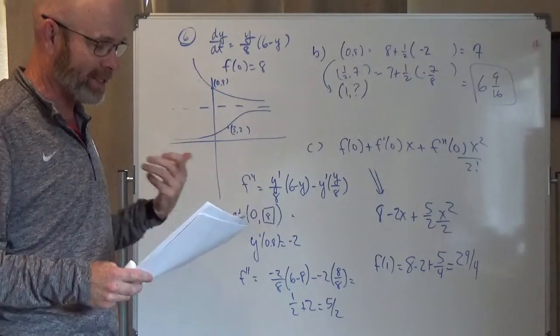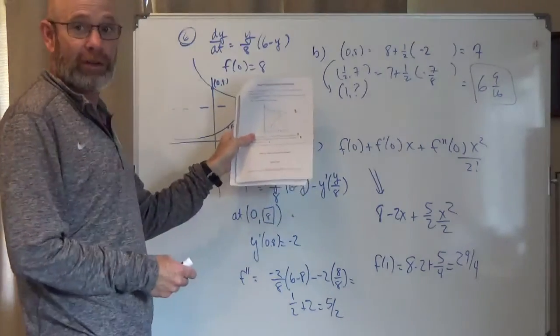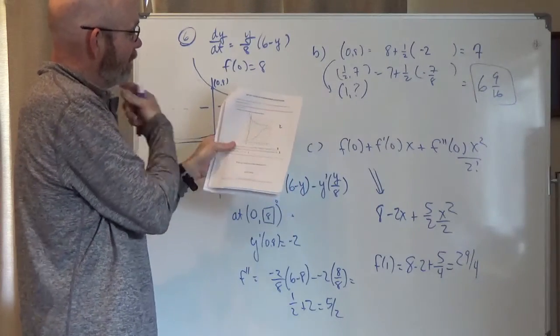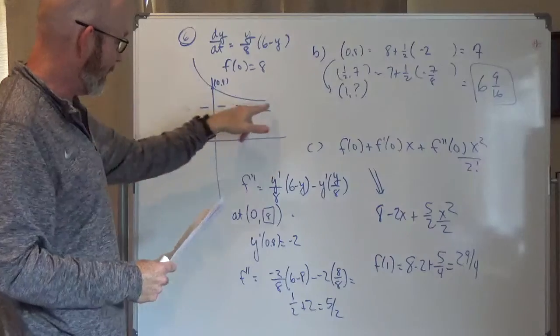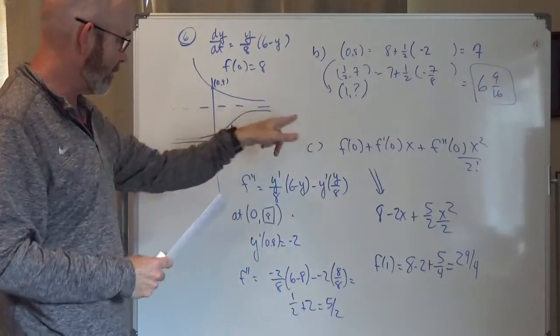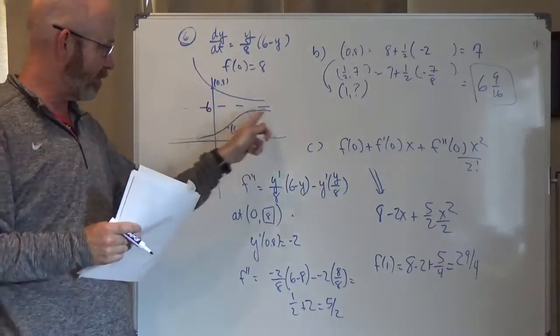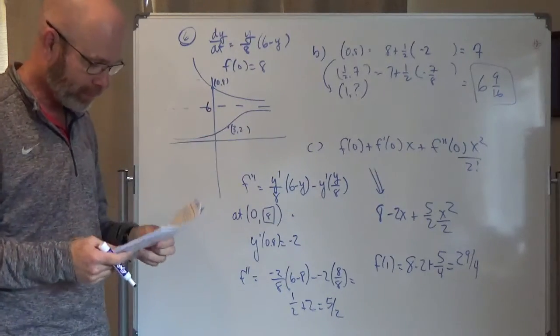First question was to sketch. They gave you a slope field. Here's that slope field again. They actually just sketch the graphs, the solutions through the point (0, 8). So I think that's that one right there. There's an asymptote there at 6, I think it was. And the one through (3, 2) is going to look a little bit like that.